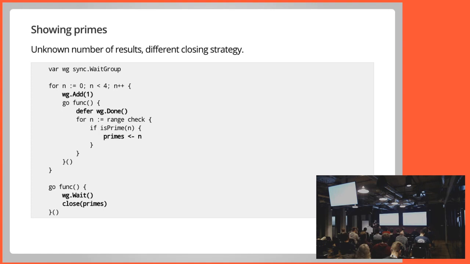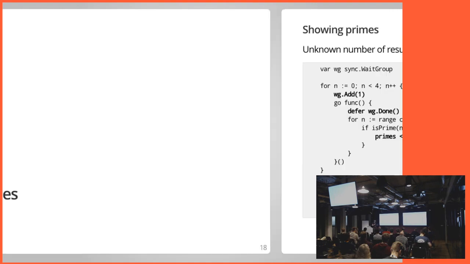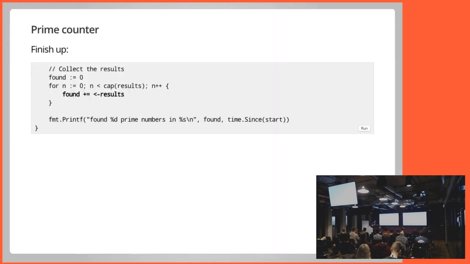Now if I'm collecting prime numbers, I don't know how many results are going to be. And if you remember, we didn't close the result channel here. The problem was that we were taking the numbers from the check channel, and we can only close the channel once. So the question is, who is going to close the channel results?